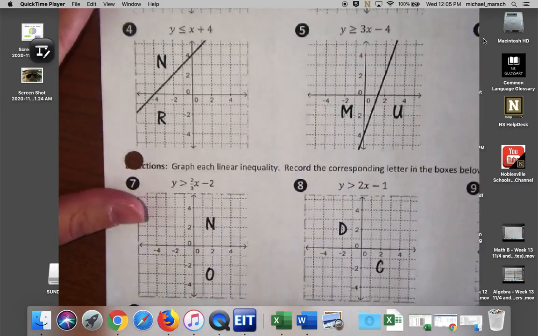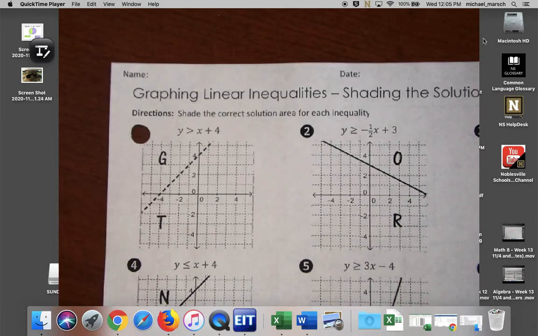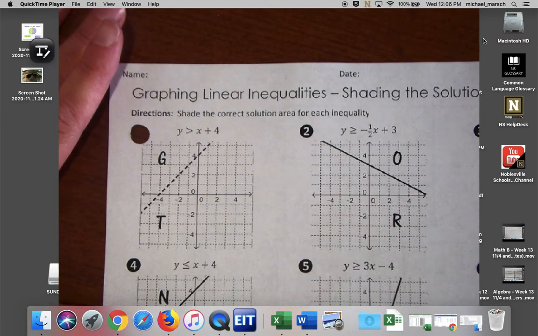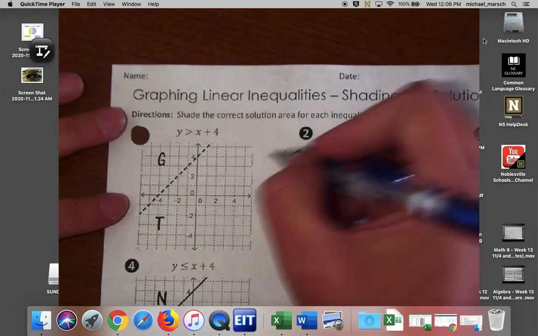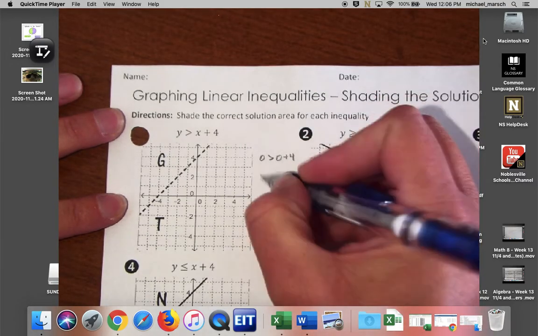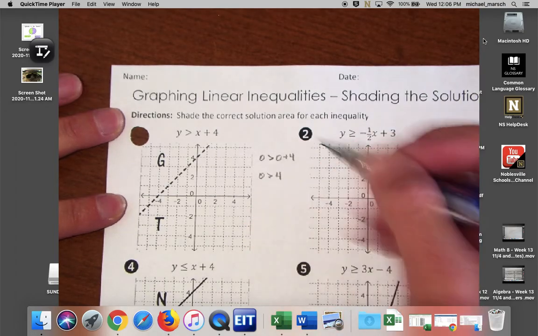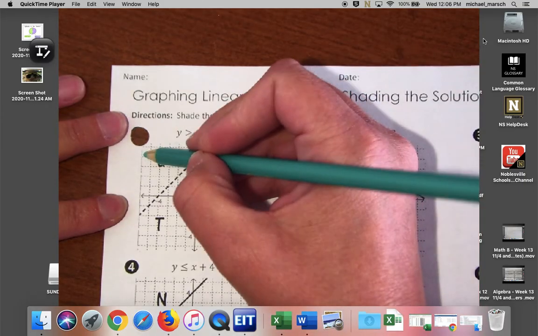Okay, so let's go ahead and look at the front, and then we'll look at the back together. So for the front, you are given the linear inequality already graphed. You have to decide which way to shade it. Okay, so what's our trick? Plug in 0. Plug in our zeros, right? So we could say 0 is greater than 0 plus 4. Is 0 greater than 4? Nope. So I'm going to shade away from 0, 0.